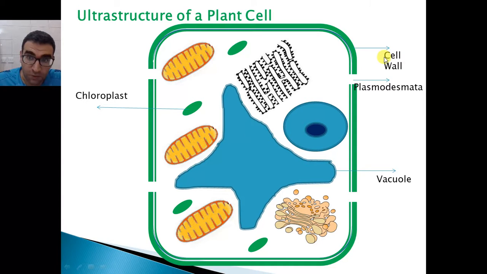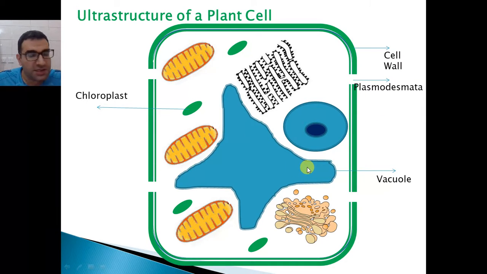For example, the cell wall, which is absent in the animal cells, except some types of bacteria that have a cell wall. And even those bacteria have a cell wall with a different composition than the cell wall of a plant cell. We have the plasmodesmata, which are openings in the cell wall, and as I said before, they are for exchange of materials between two neighboring cells.